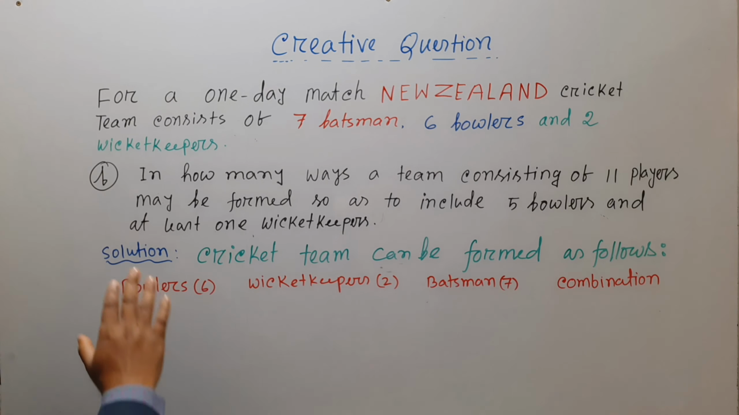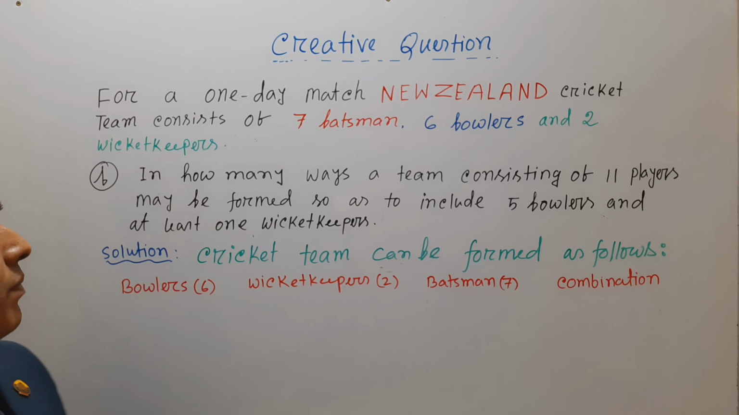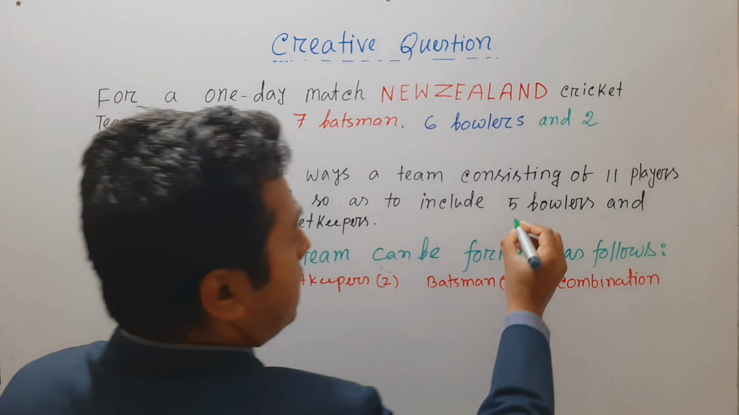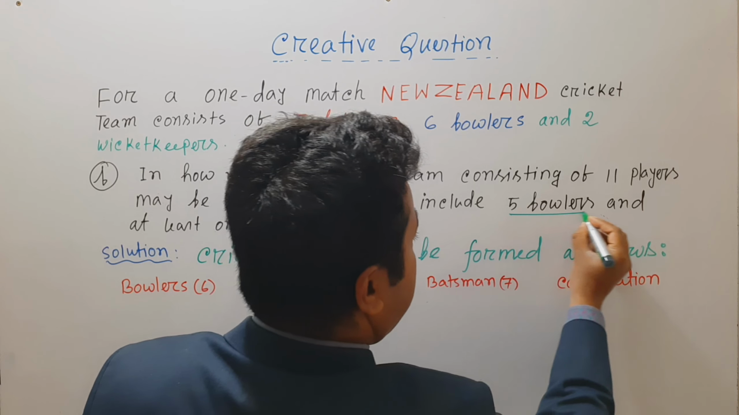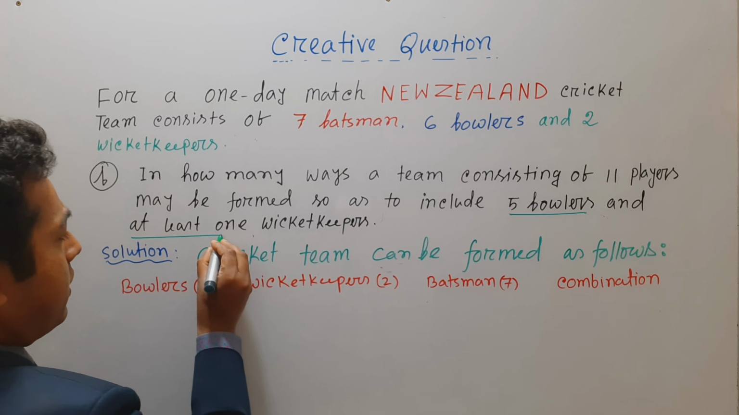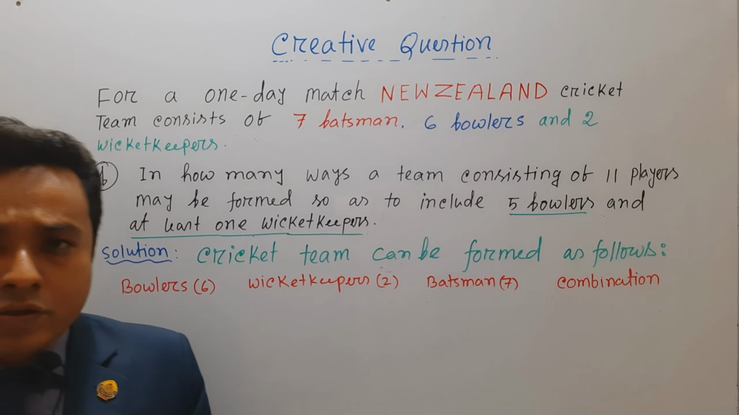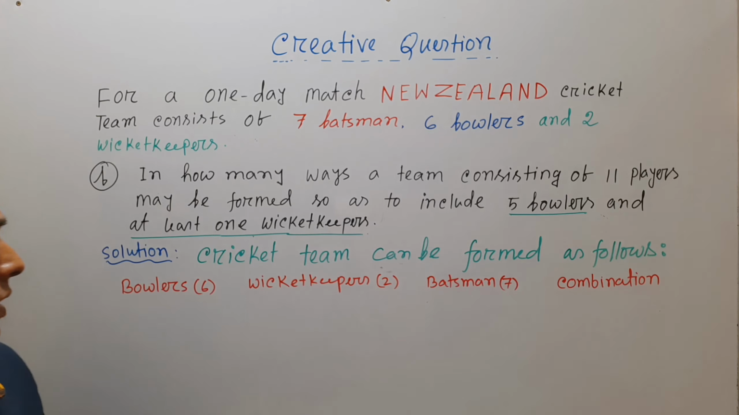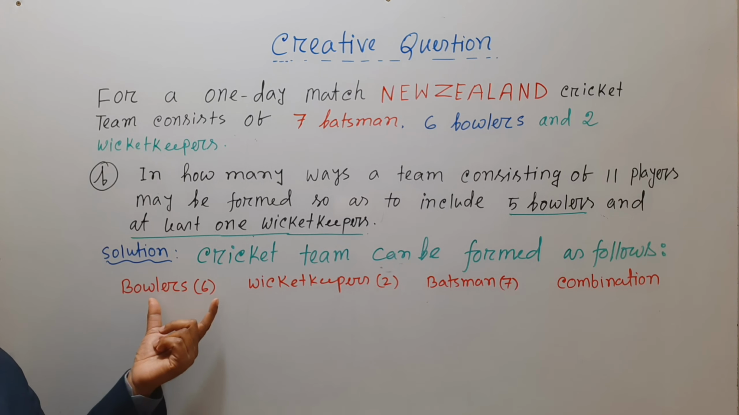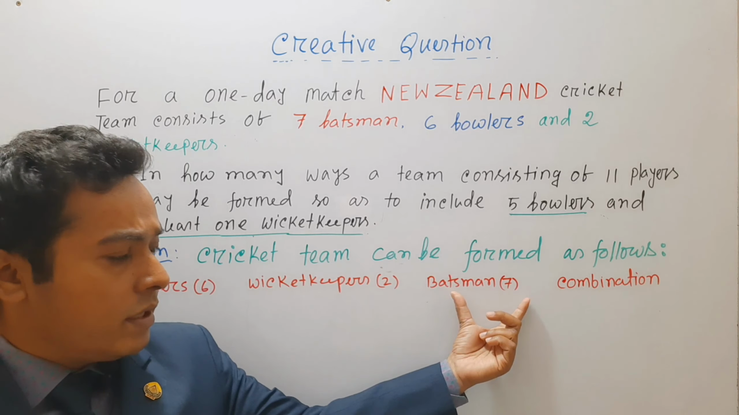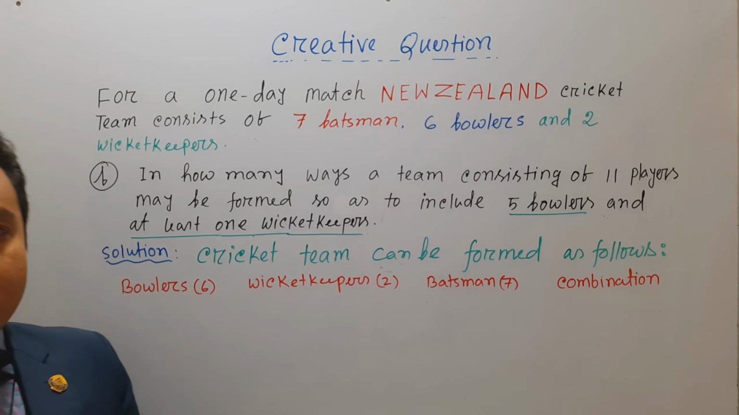Okay, my dear students, our question number B. In how many ways may a team consisting of 11 players be formed so as to include 5 bowlers and at least 1 wicket keeper? Here the condition is the team consists of 5 bowlers and at least 1 wicket keeper. This is the condition to form a team. Okay, so here total number of bowlers is 6, total number of wicket keepers is 2 and batsmen 7.